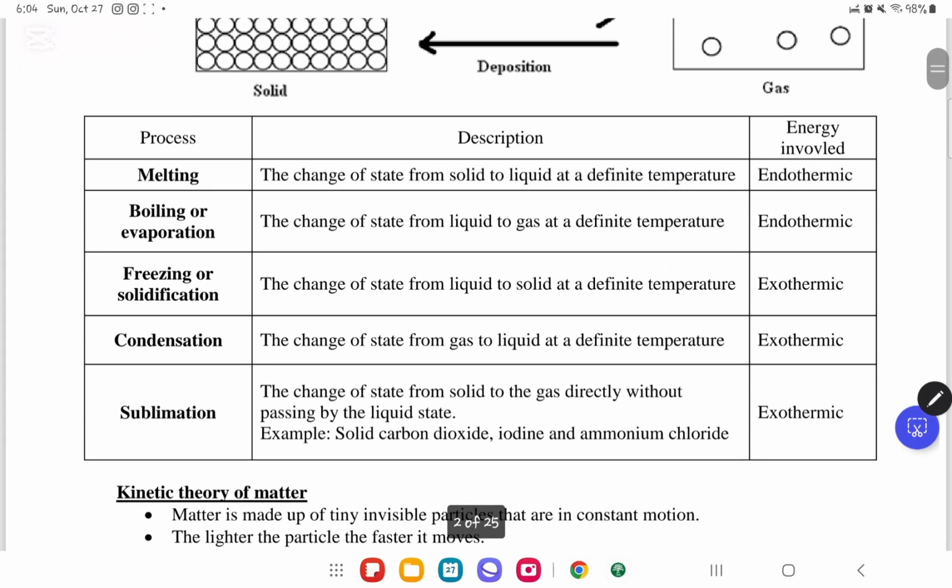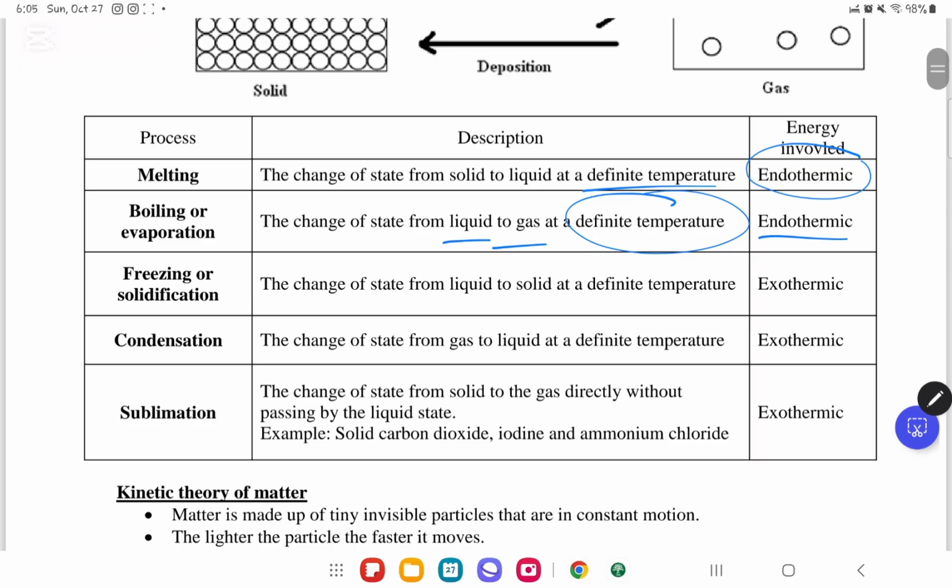Then they're gonna do a description for each of the changes of state. Melting is the change from solid to liquid at a definite temperature. This is an endothermic process. Endothermic means that it requires energy, it takes in heat. Boiling or evaporating is from liquid to gas at a definite temperature. Again, it's endothermic, so it's taking in heat. It's taking in energy.